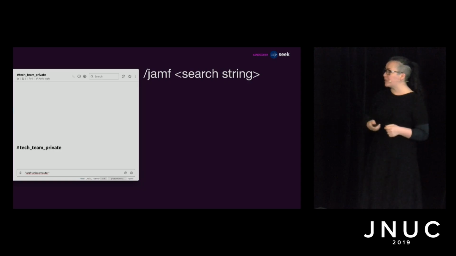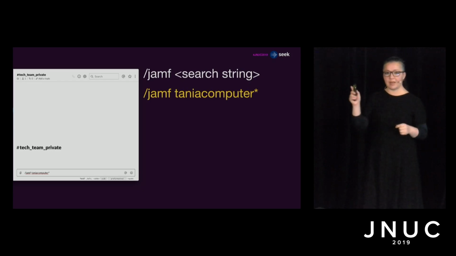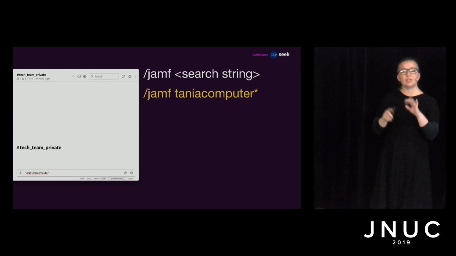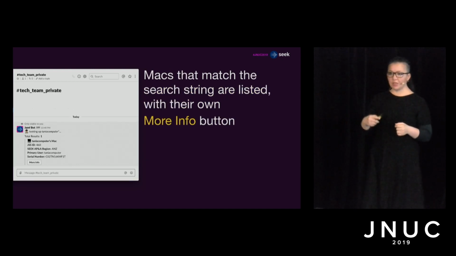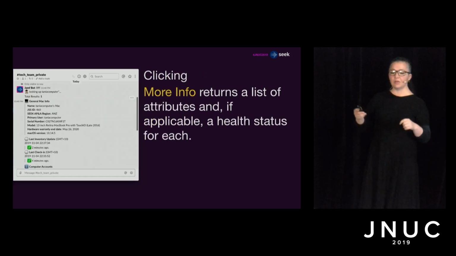So here we are invoking /Jamf and we're providing a parameter value of Tania computer followed by an asterisk. This is the equivalent of doing an advanced computer search in the Jamf Pro Console. So I'm looking for any computers that match the word Tania computer followed by any sequence of characters after. What I'm going to get back is any matching computers. In this case, there's only one that matches. And I'm going to have a more info button corresponding to each matching computer. So when that more info button is clicked, then you get back a health summary for that particular machine.